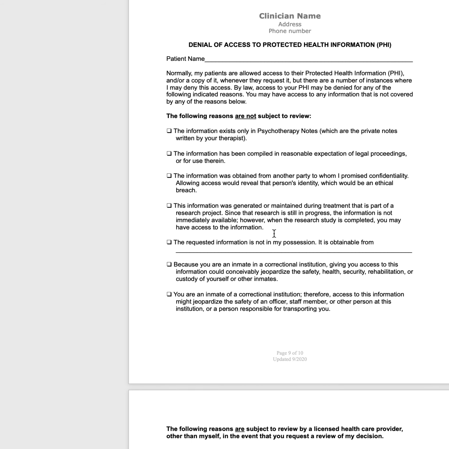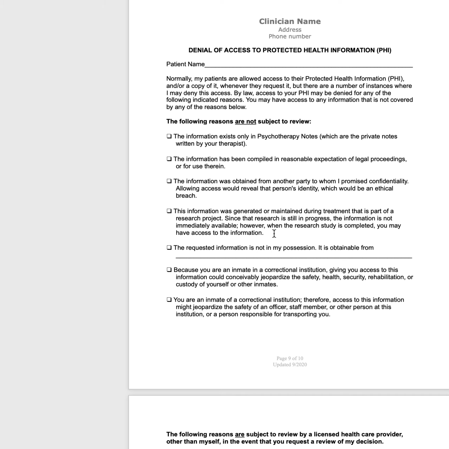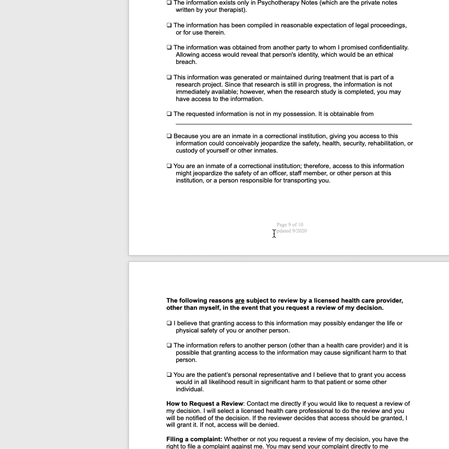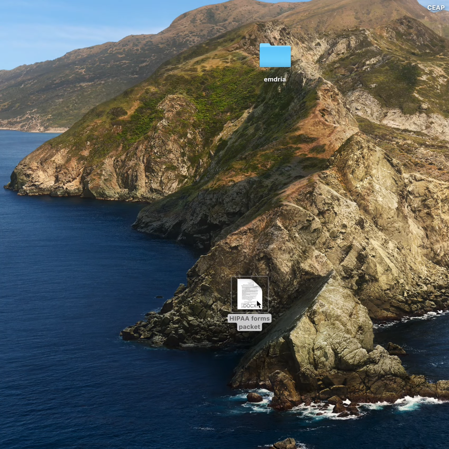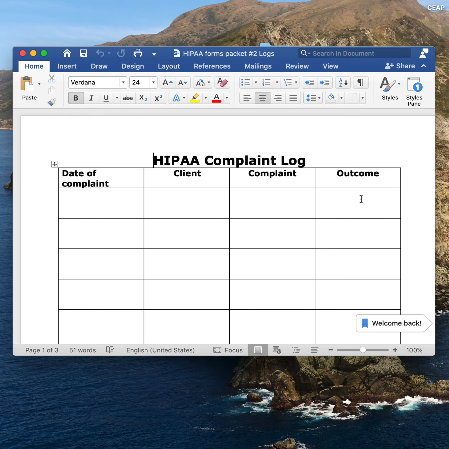Denial of access to protected health information. You should really have this one because there are reasons that are subject to review and are not subject to review, and those are, again, specifically in the laws. Hopefully you're not really denying this much because it's very restricted in who can, under what circumstances you can deny, and the clients do have a right to, again, file a complaint or request that you have a review by another licensed behavioral health provider. So we're going to hit that, and then we're going to go over to here.